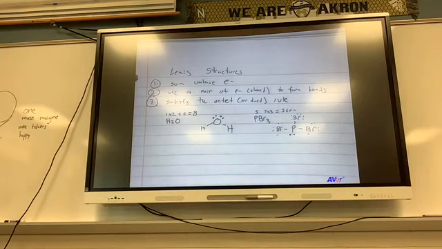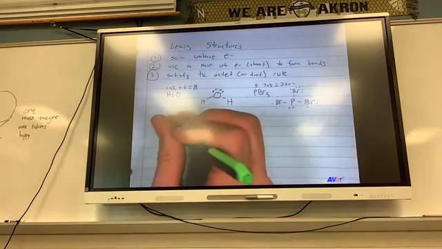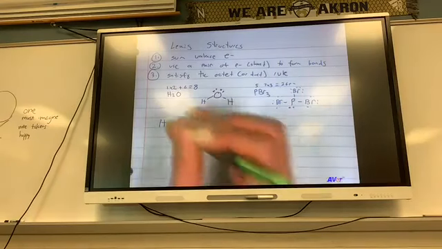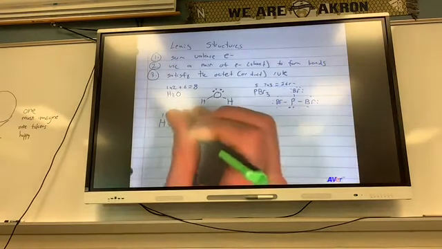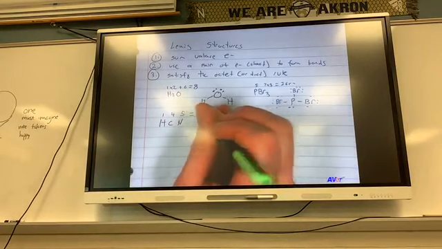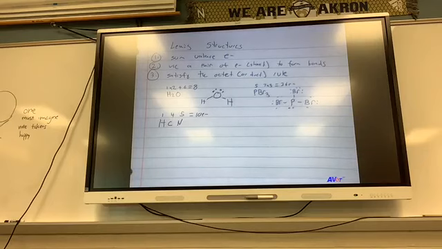Here's the problem. The problem is when you get to something like HCN. Hydrogen has 1 valence electron, carbon has 4, nitrogen has 5, for a total of 10 electrons. So I would say pause here and try to draw this on your own. And then I'm going to show you, here's the problem with this. First problem.